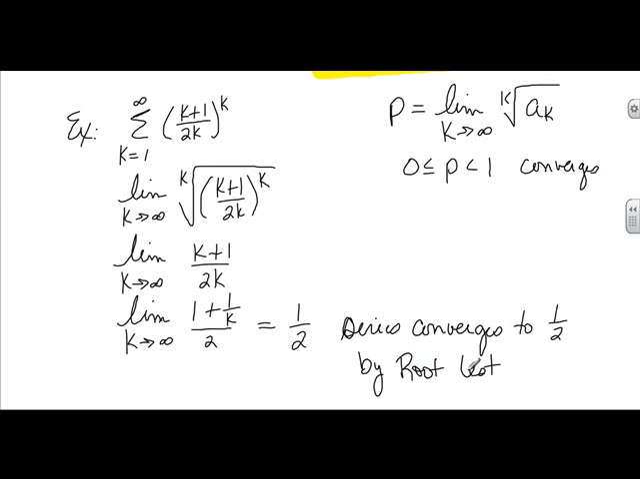The other options, of course: p could be a number greater than 1. If that's the case, the series diverges. p equal to 1 doesn't help you. The test is inconclusive.